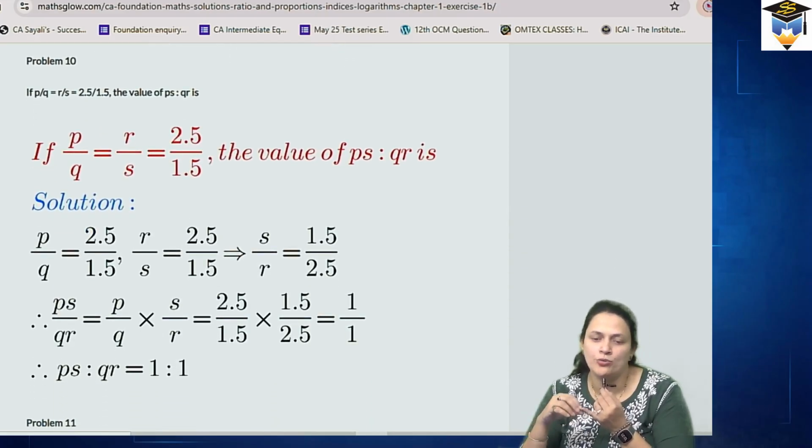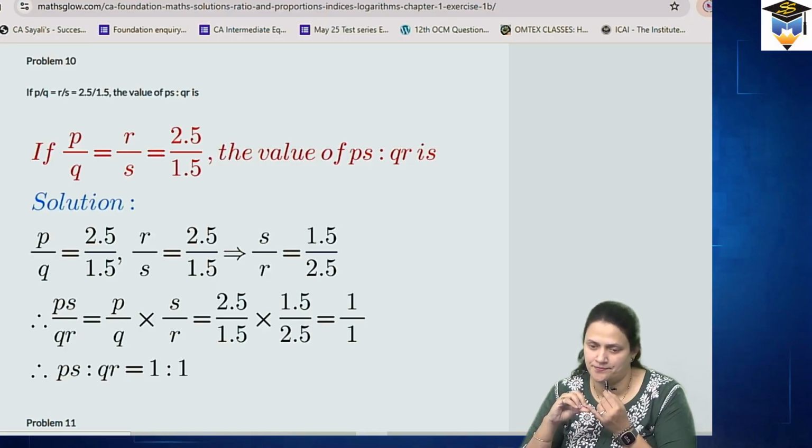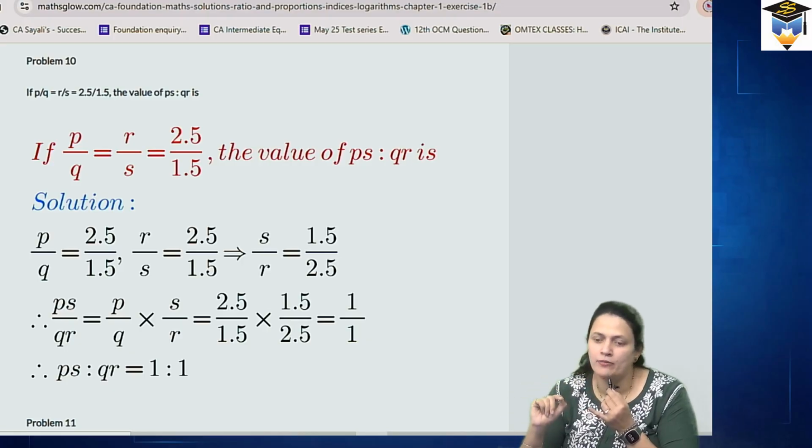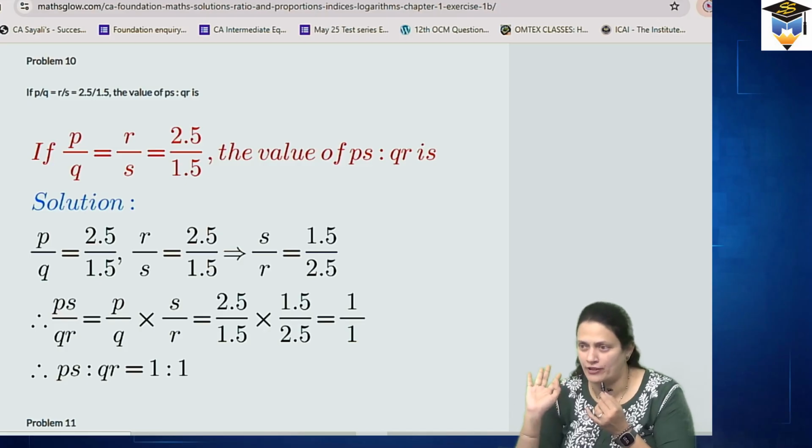P upon Q is equal to R upon S. That is given to us as 2.5 upon 1.5. You have to find out the value of PS is to QR. So P upon Q is given to us as 2.5 upon 1.5. R by S is again 2.5 upon 1.5. So if you take the invertendo, S upon R will be equal to 1.5 upon 2.5.